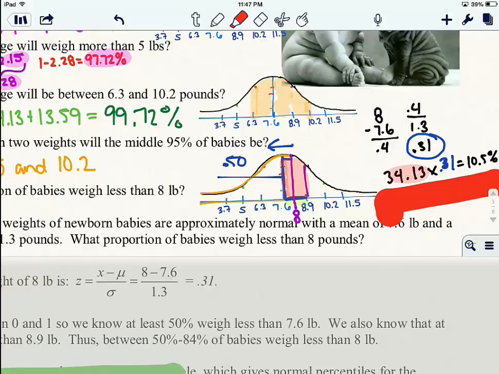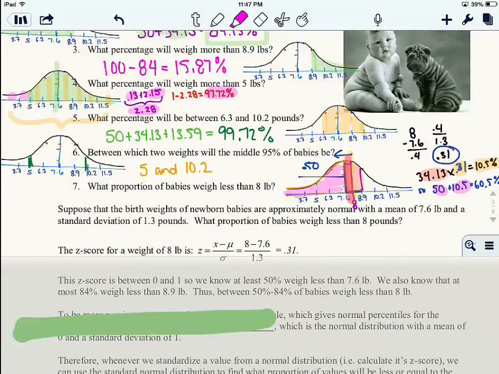34.13% of the curve, but we only want this little piece right here, which we found out is 0.31% of that red box. So times them together, and we realize that of the whole curve, we have 10.5% in this orange section. So to find my total, we're going to take the 50% here, add it to the orange section that was 10.5%, and the proportion of babies weighing less than 8 pounds is 60.5%. Well, that is miserable, and we don't want to do that all the time.